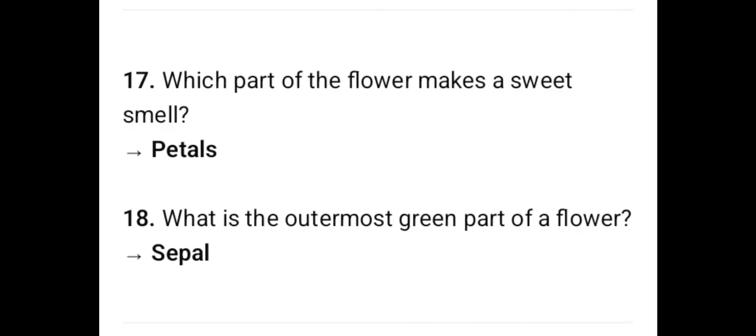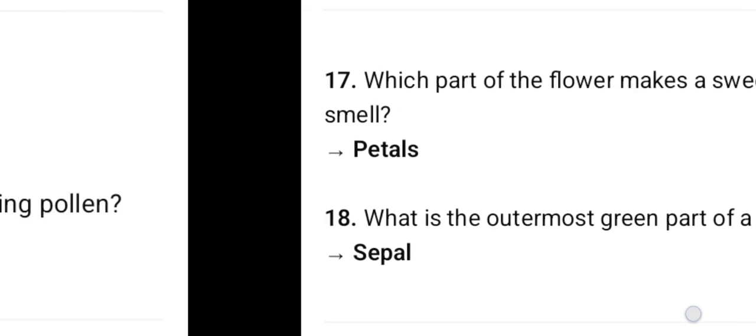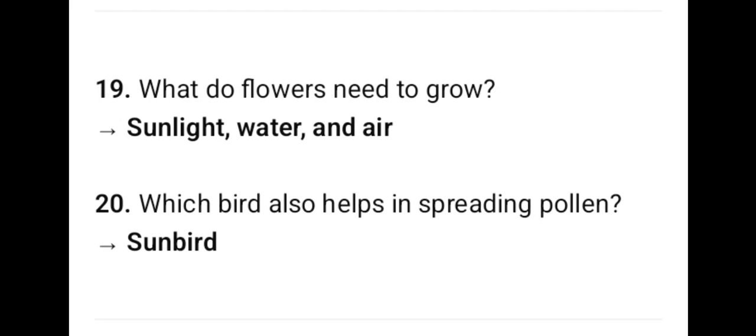Which part of the flower makes a sweet smell? Petals. What is the outermost green part of a flower? Sepal. What do flowers need to grow? Sunlight, water, and air.